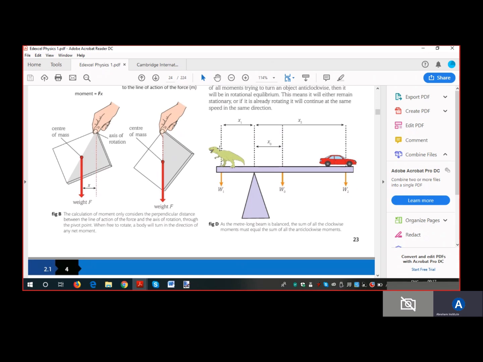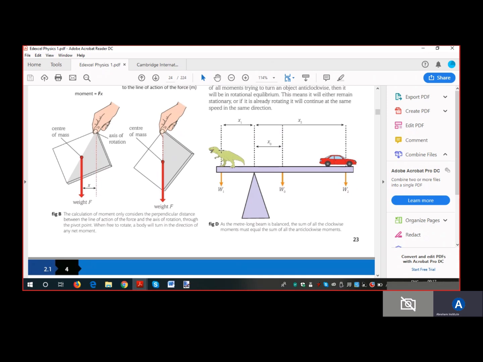Okay, so if you consider the dinosaur, and if this is stationary, the magnitude of the weight on the dinosaur is equal to the magnitude of the reaction force exerted by the plank on the dinosaur. Okay, that is not a Newton's third law pair. A lot of students confuse this.